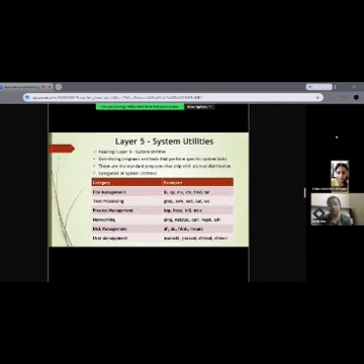Then the next layer is the system utilities. It is the fifth layer, which includes user level programs that perform specific tasks. These utilities are standard tools provided by the Linux system. They help in file management, system monitoring, and other operations.